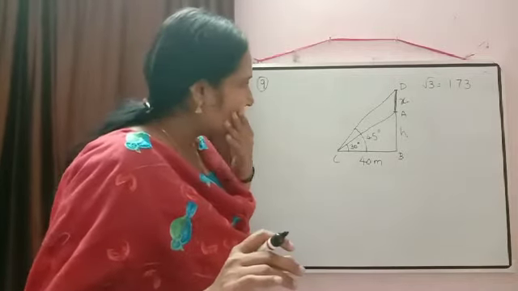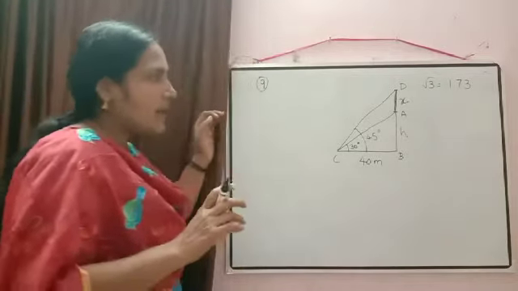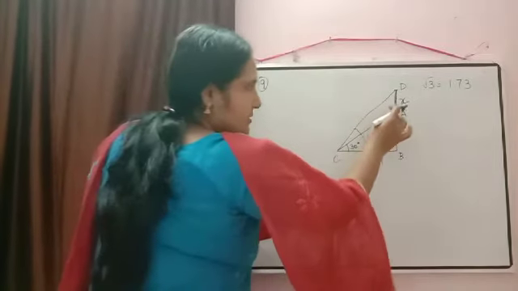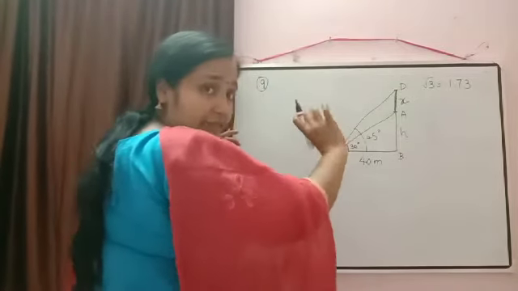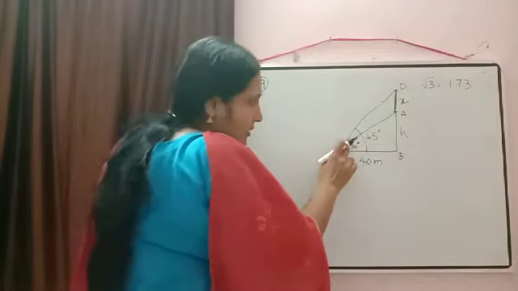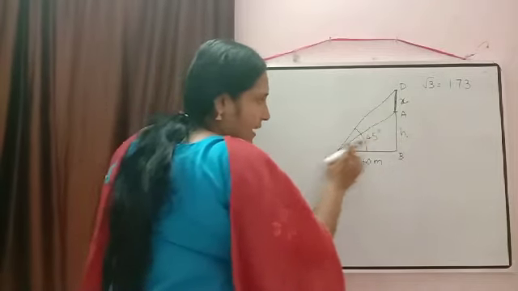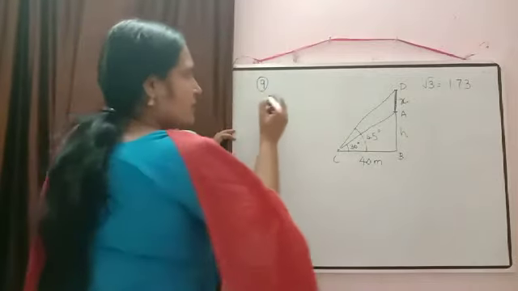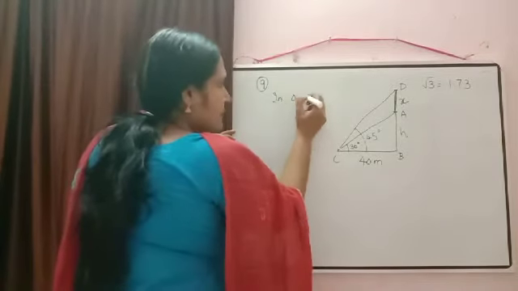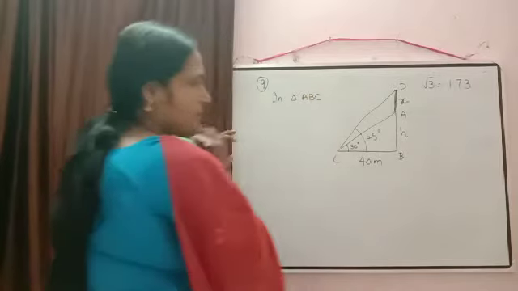Okay. Now just to check, what are the two right triangles we have? Yes, first is this one. Just to check in which triangle the angle is coming. So we have here 30 degree. In which triangle do we have it? In triangle ABC. So always mention in which triangle you are using the concept.